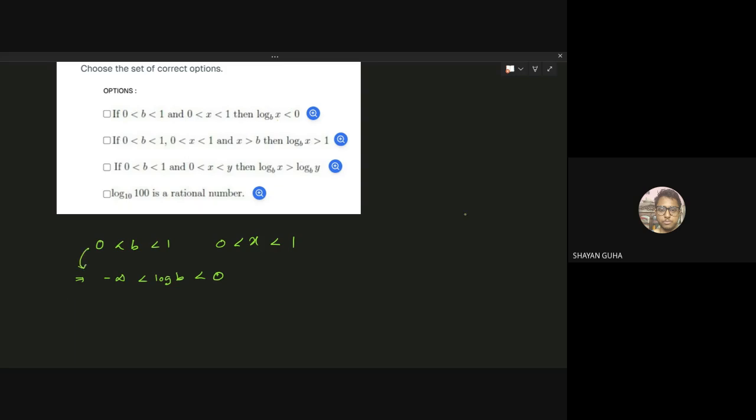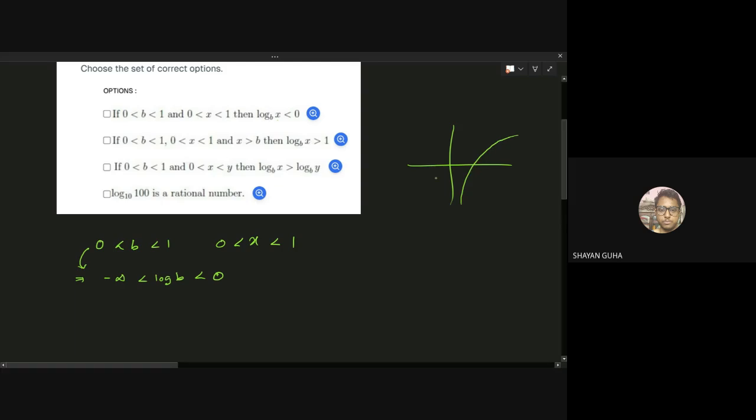Obviously, if you have seen the graph of log, the curve of log is something like this. What is the value of log 1? Log 1 is 0. And then log 0 is infinity. Actually, log 0 is undefined, you have to understand this.